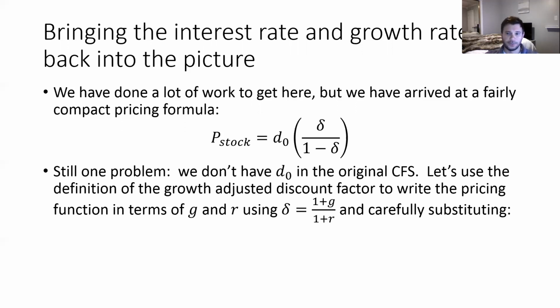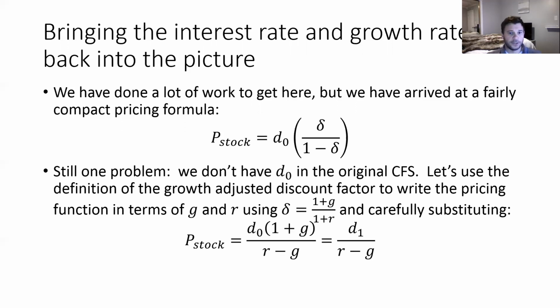If you do that, you might want to pause the video for a moment and try it yourself. Get a common denominator in the bottom, cancel terms. You should wind up with the following: D0 times 1 plus G all over the difference between R and G, which we've assumed has to be positive because G is smaller than R. So this is going to be well defined here. And D0 times 1 plus G by definition is equal to D1.